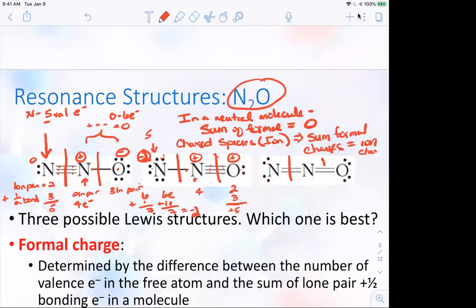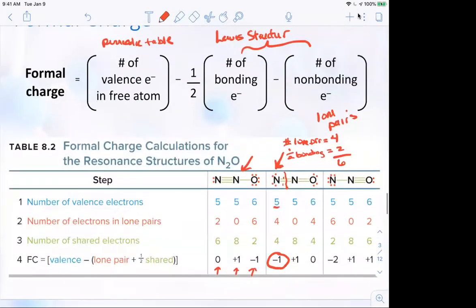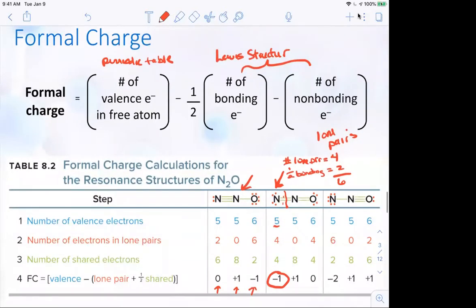Here, again, 1, 2, 3, 4, 5, 6. It's supposed to have 5, so it's a -1. 1, 2, 3, 4. It's supposed to have 5. That's a +1. 1, 2, 3, 4, 5, 6. It's supposed to have 6. That's a 0. So if I do it my way and just look at the Lewis structure and count the electrons around it, I can get these formal charges. The other way you can do it is to use this formula. But you're going to notice that the formal charges are the same regardless of what method you use for an individual resonance structure.